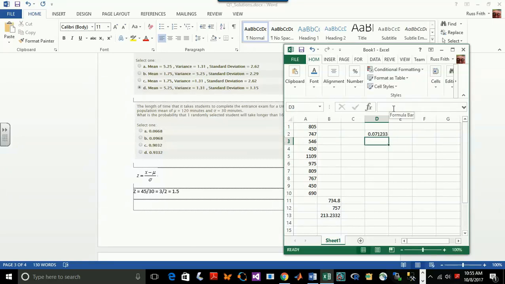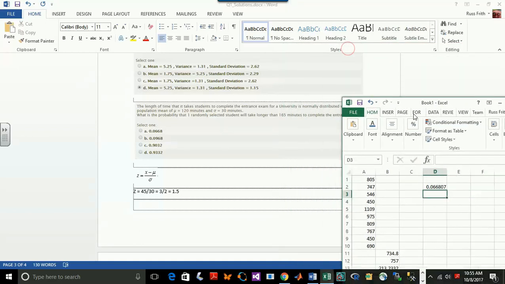And so that's a little bit off, isn't it? Did I not enter the numbers properly? Oh, I have 164. I need to make that 165. Sorry about that. Okay, so there's the 0.668 that we seek. So that's the answer, 6.7% chance that the student will take longer than 165 minutes to complete the exam.